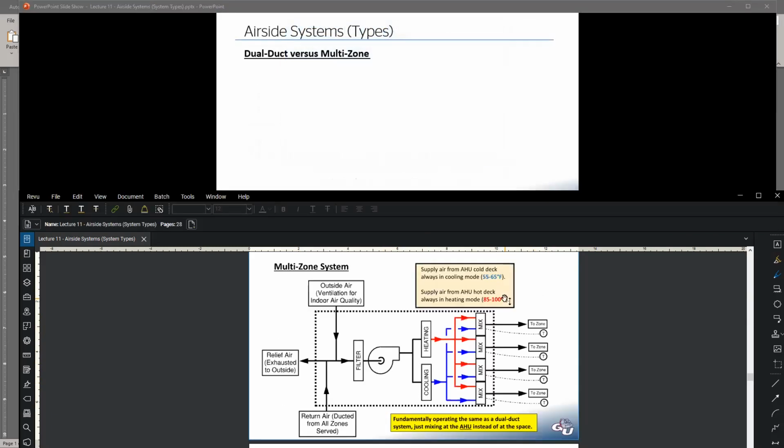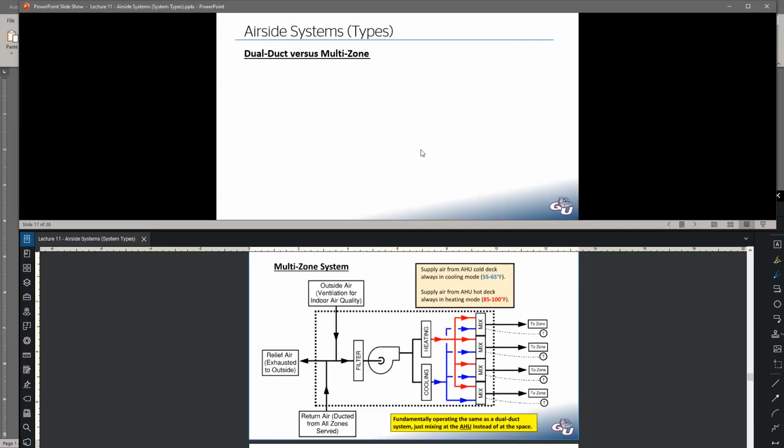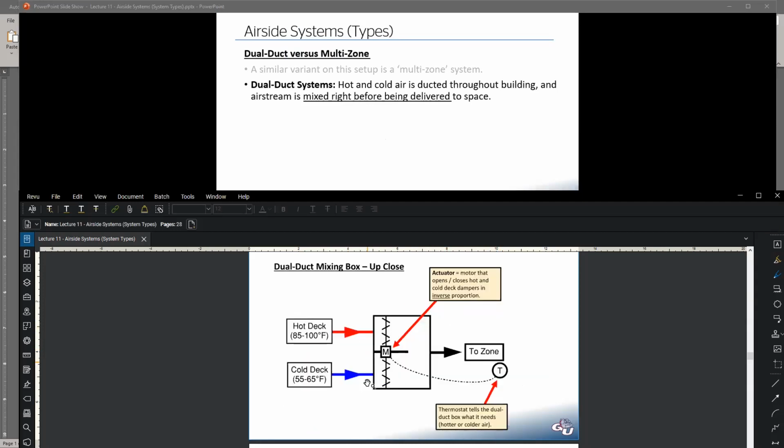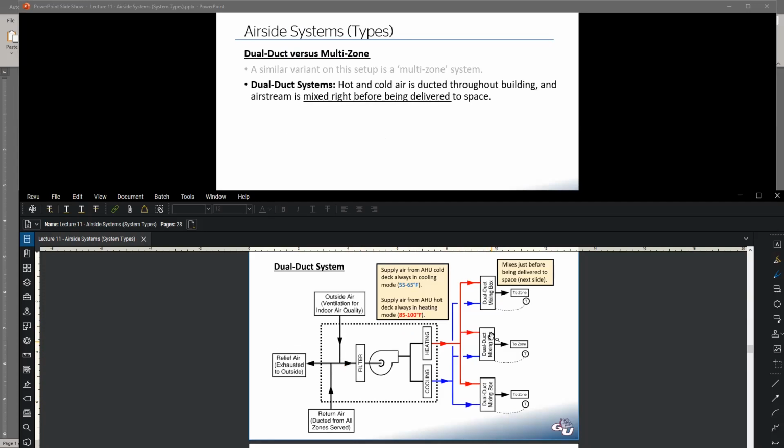The next system type is what's called a multi-zone. This is a similar configuration to a dual duct system, very similar, in fact. In a dual duct system, we are ducting our hot air and our cold air throughout the entire building, and then we are mixing that air right before it's delivered to that space. So these dual duct mixing boxes exist right before those ducts hit the room. These dual duct boxes will be all over your building.